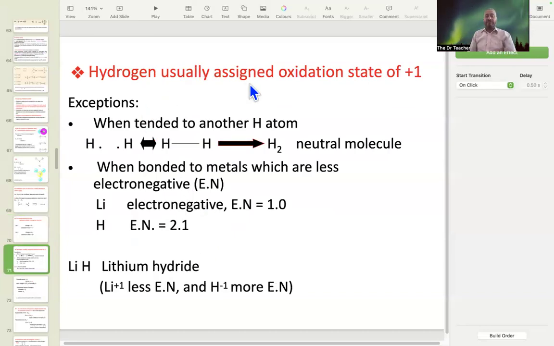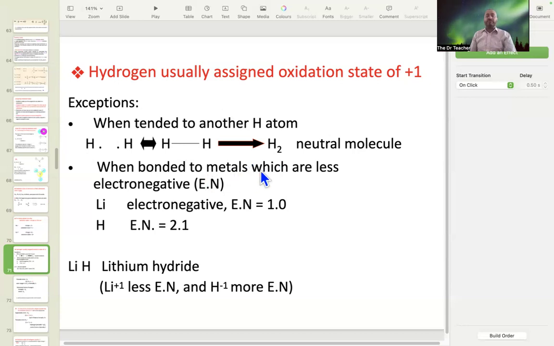Hydrogen is usually assigned an oxidation state of +1. If it goes with a different atom, it will partially lose the electron, so it will become +1. The exceptions: when bonded to another hydrogen, as I said now, hydrogen and hydrogen will do a single bond, and this single bond will form H2. It's a neutral molecule, or no charge.